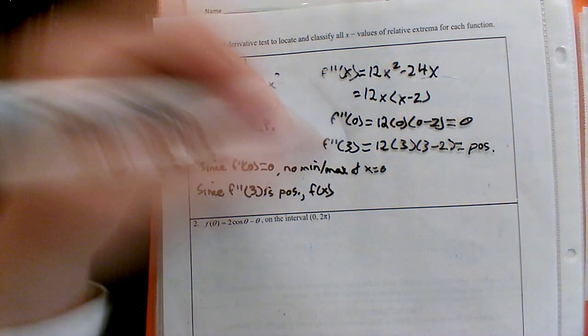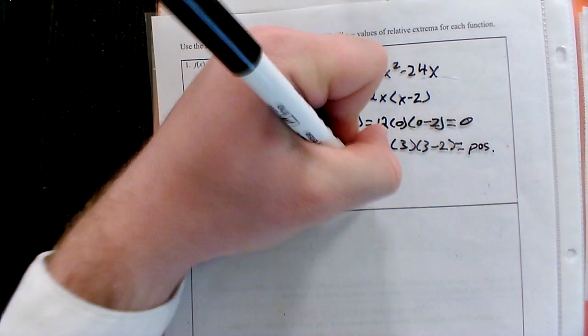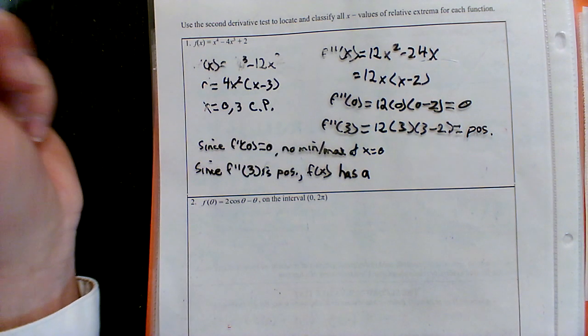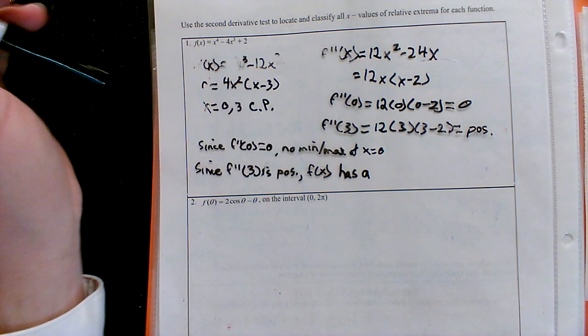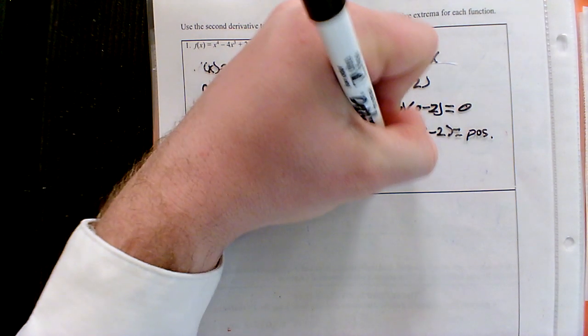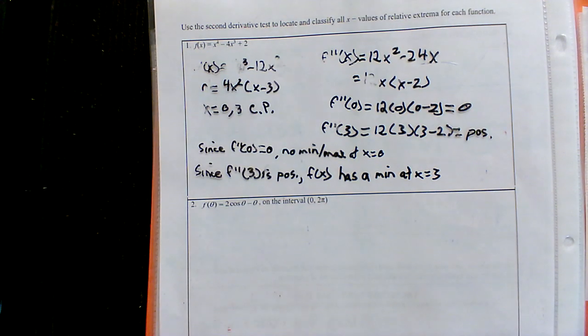f of x has a what? You guys tell me. If you have to flip back, that's fine. Yeah, if you look at your test, it's positive, so it has a min at x equals 3. And that's using the test. Okay? Not too bad?